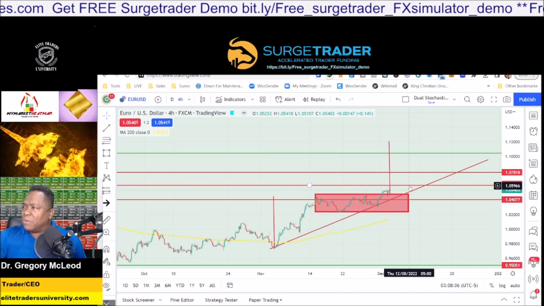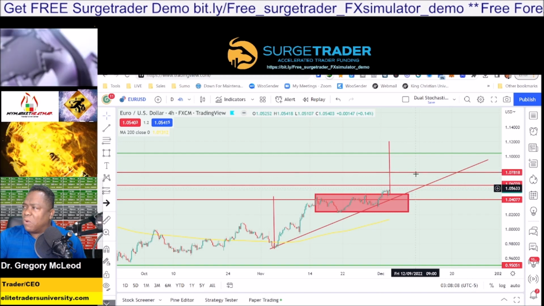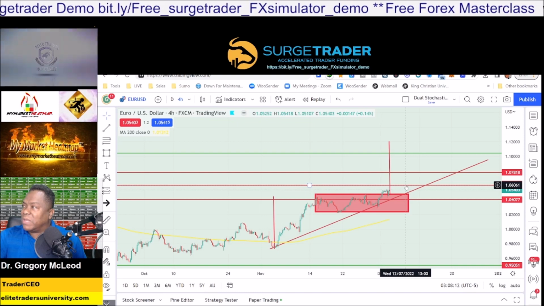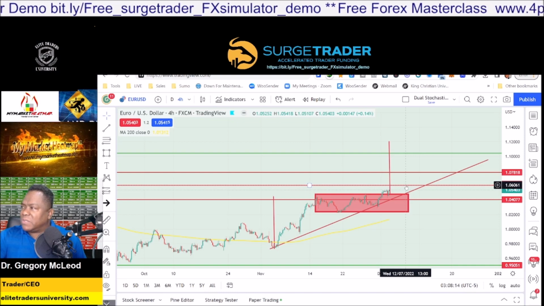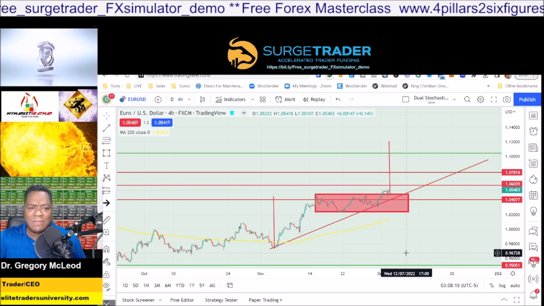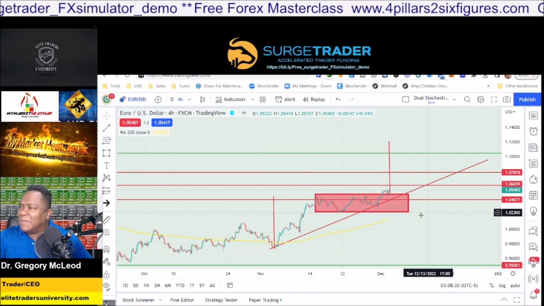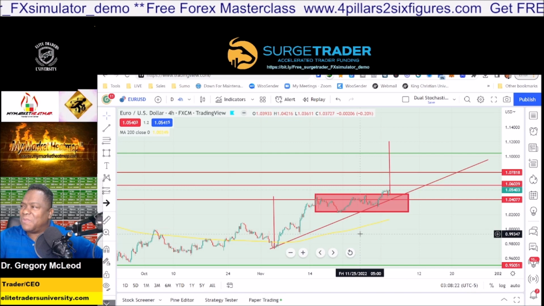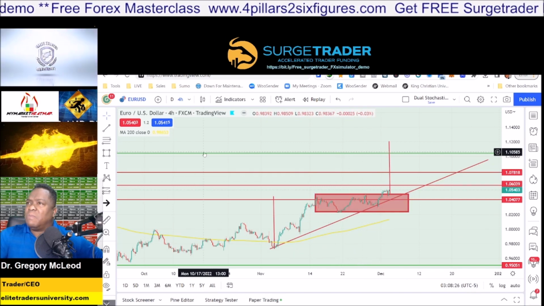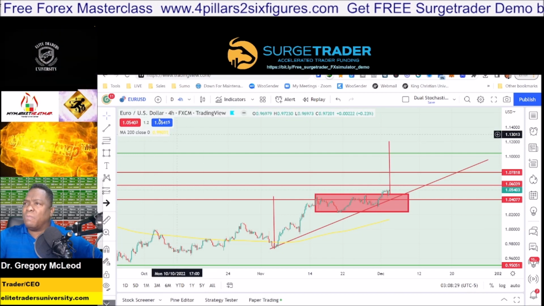But remember, we have other targets that are much more long-term, and I'm not much of a long-term trader. I'm looking at this one here. I could scalp this up to 106.06, and that is about 60 pips away. Then that's all I need to feed my need for pips. So we're bullish on the euro.